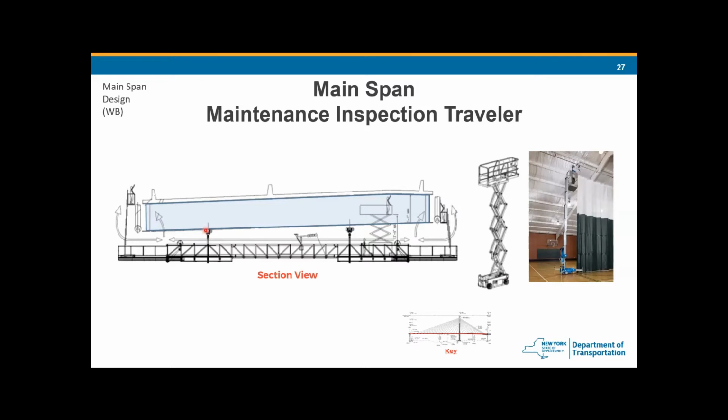The traveling wheels are bolted to the bottom of the forebeams, and we have two extension platforms that can extend from the end of the traveler beyond the cable anchor and the forebeam to provide access to the cable anchor and also the edge girder.